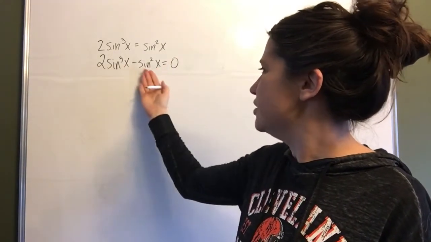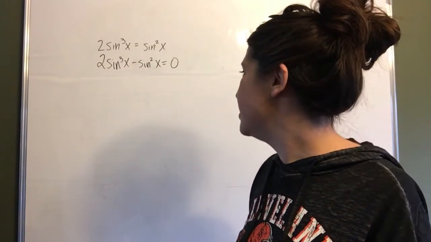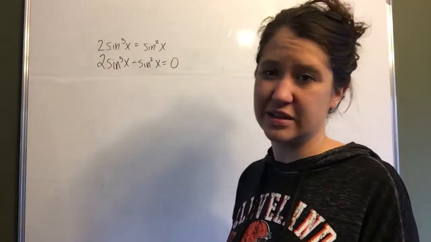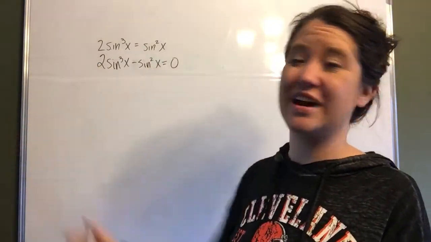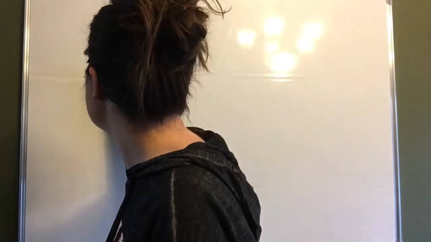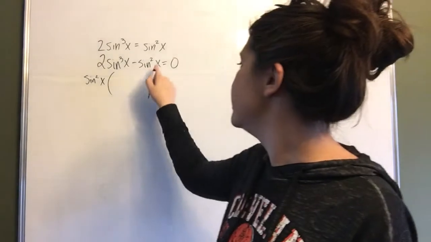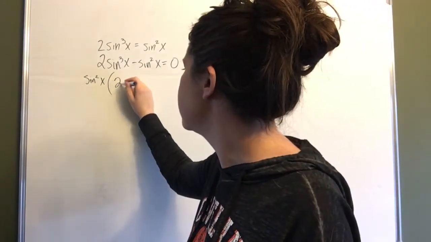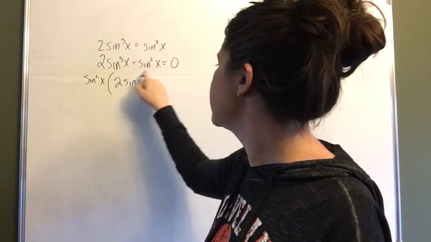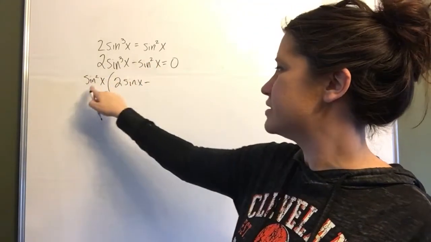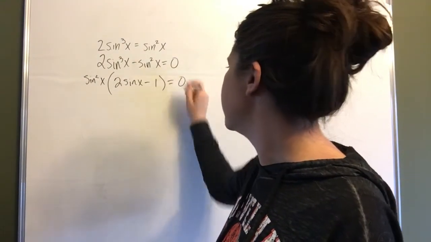So if you look at the two terms, what do they have in common with each other? They both have sines in them, right? The smallest power of sine that we see is sine squared. That means we can factor that out. So we're going to go ahead and grab sine squared, put that on the outside, and if we factor it out, we're left with 2 sine, minus, remember when you factor out, you're dividing, so sine squared divided by sine squared is 1, and that equals 0.